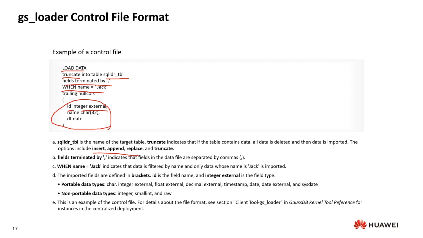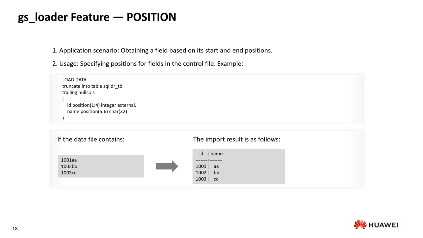Gauss Loader supports two types of data, the portable data types and the non-portable data types. These two types are similar to those of the data types in Oracle SQL Loader. Now let's look at the features of the Gauss Loader.